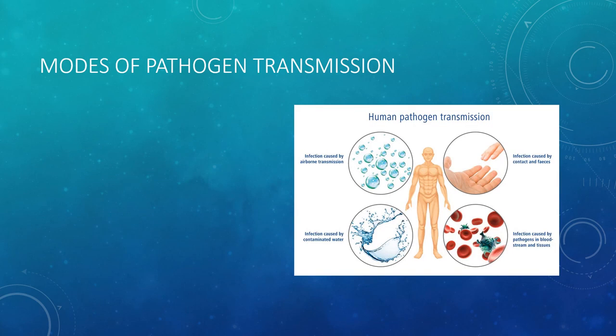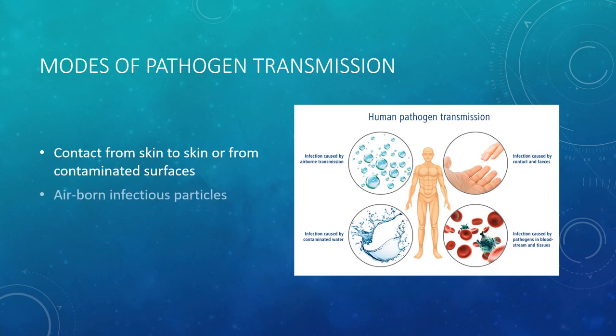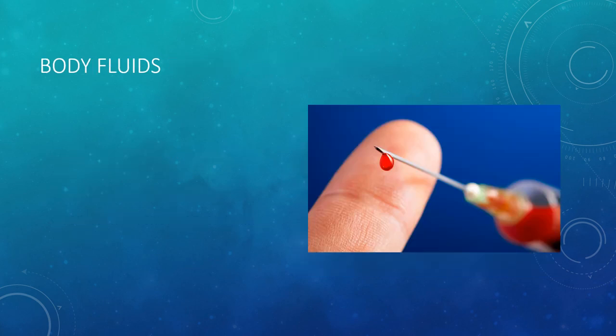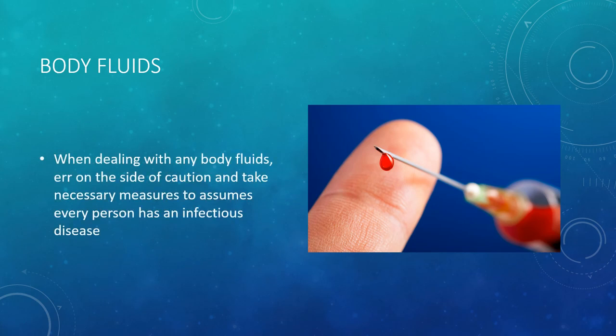Modes of pathogen transmission. Modes of pathogen transmission include contact from skin to skin or from contaminated surfaces, airborne infectious particles, and droplets from sneezing, coughing, or talking. Body fluids. When dealing with any body fluids, err on the side of caution and take necessary measures to assume every person has an infectious disease.